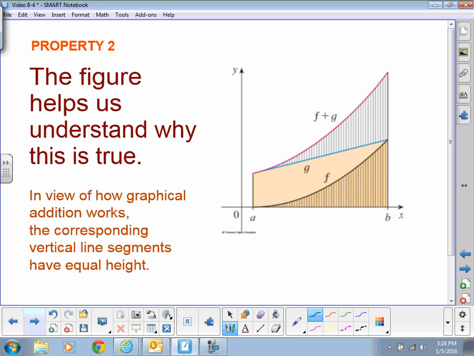Here's a visual of what that's showing. The black line is the graph of f. The blue line is the graph of g individually. If you put those together, that's just f plus g, the reddish, pinkish one. So you could do their areas separately and add them together, and it would be the same as the area of the total.